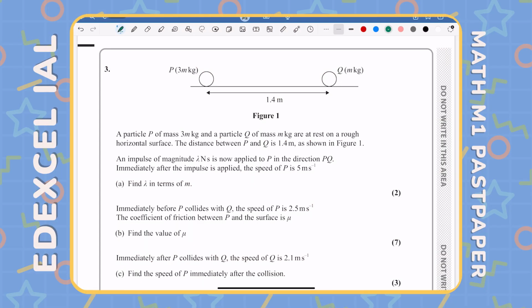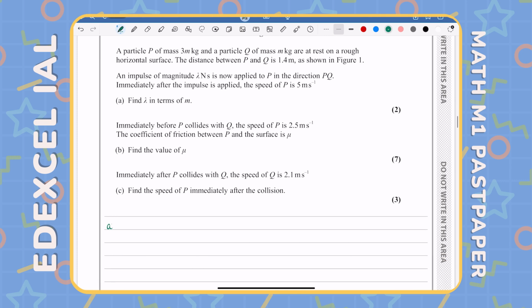Okay, now let's solve question number 3, which is a question of momentum and impulse by the looks of it. Let's see. A particle P of mass 3m kg and a particle Q of mass m kg are at rest on a rough horizontal surface. The distance between P and Q is 1.4 meters as shown in the figure. All right, an impulse of magnitude lambda Newton second is now applied to P in the direction PQ. Immediately after the impulse is applied, the speed of P is 5 meters per second. Find lambda in terms of m.